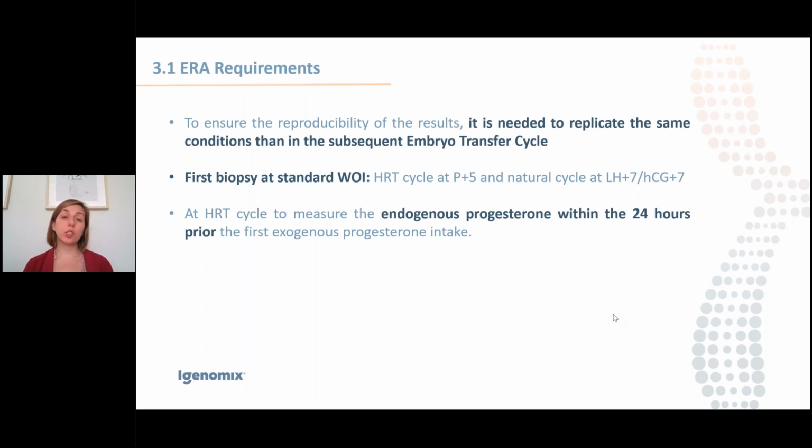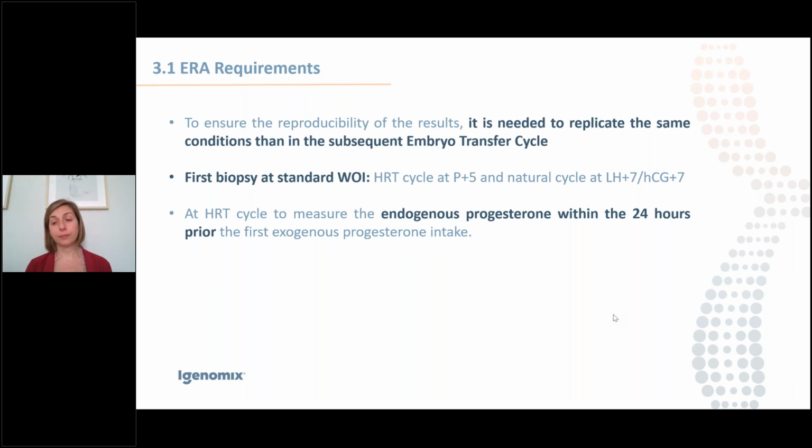But if the patient has not had any surgical intervention between the biopsy and the transfer, if there is no change in the BMI, and if the protocol is fully replicated exactly the same and with a proper control of endogenous progesterone, then it is validated that you can use the biopsy up to 36 months later. This is the time that we have validated, but it doesn't mean that it is the only time in which the result is replicable, but it is the specific time in which we validated it.